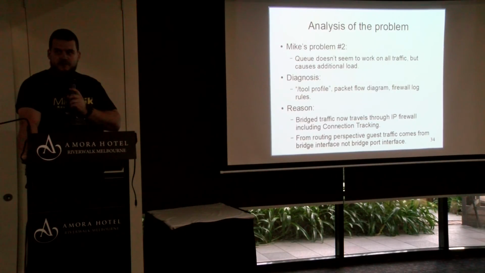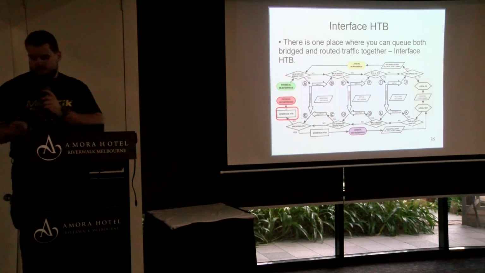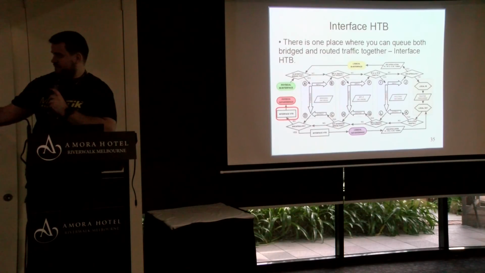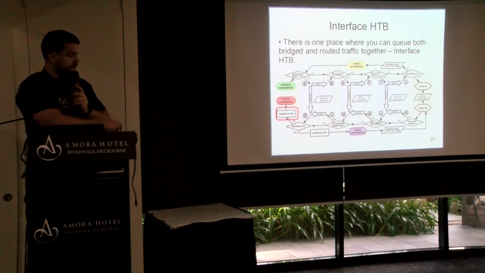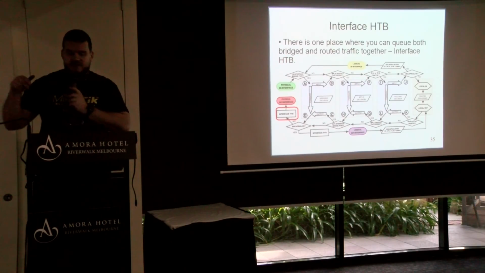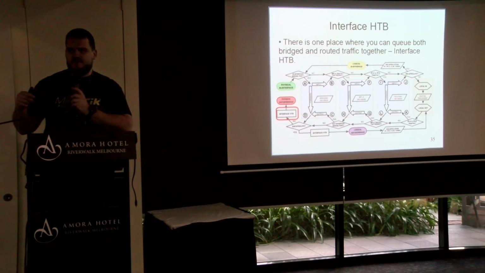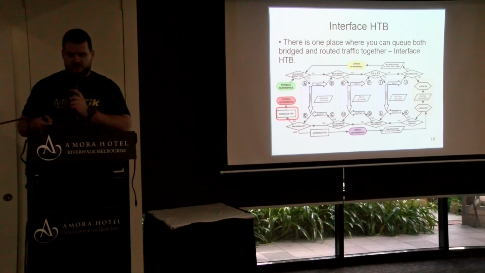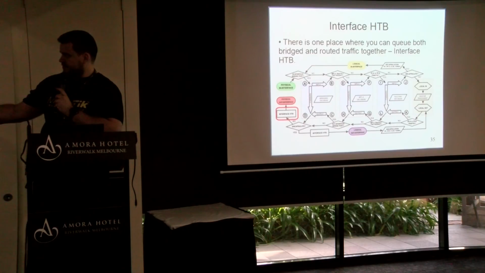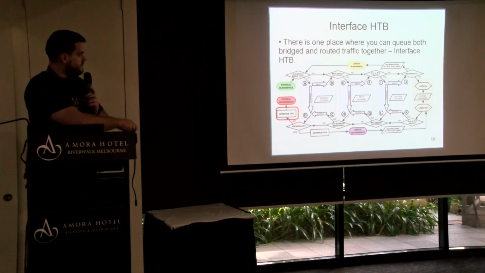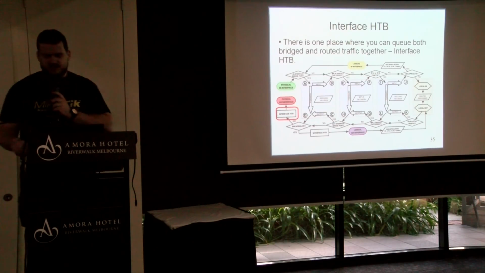There's one queue that combines all the bridged traffic and all the routed traffic at the same place, because it happens at the very, very end of the packet flow diagram. And it's here, interface HTB. So if you put a queue there on the interface itself, it will capture all the traffic that goes out through that interface. It doesn't matter if it was bridged before or it was routed before. Because in this diagram, routing traffic goes like this and bridge traffic goes through the first box. So bridge goes through the first box and the routing goes through the third box. But they all meet in the interface HTB.